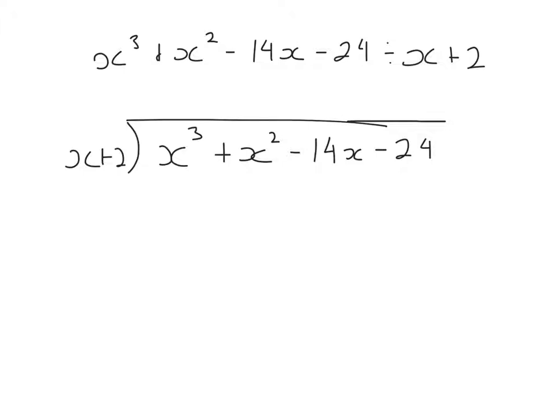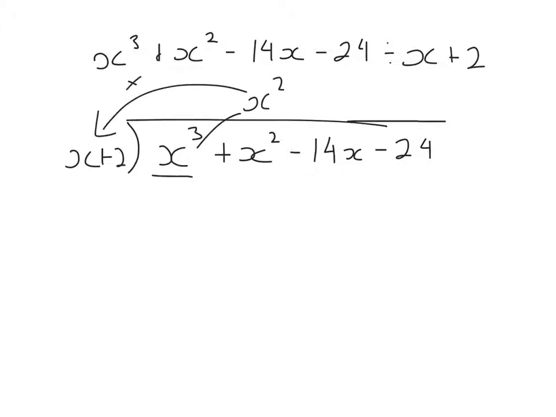I'm going to work reasonably quickly, and you can pause this video if you need to. So like before, I'm going to take the lead term and divide it by the x. So x cubed divided by x becomes x squared, and I write the answer above the x squared terms. All right, now I'm going to multiply back down.